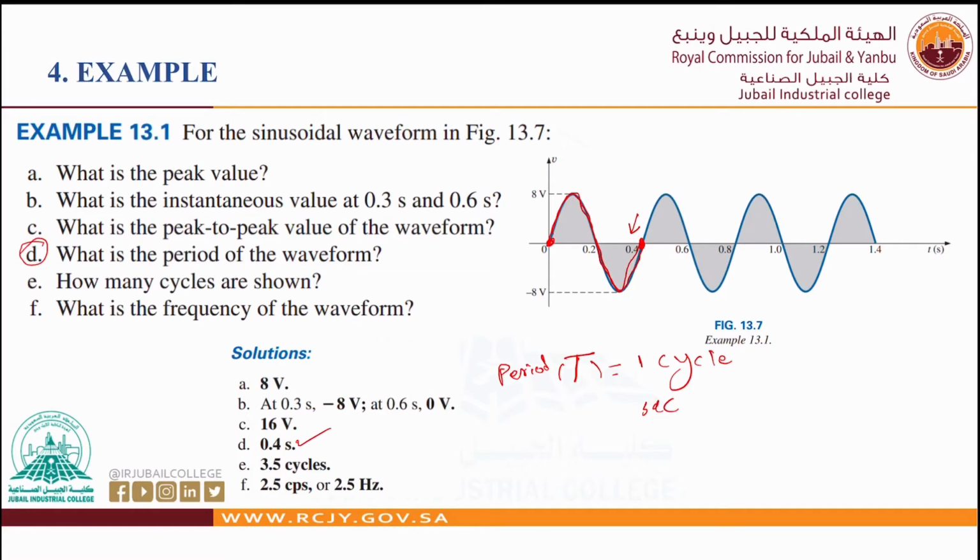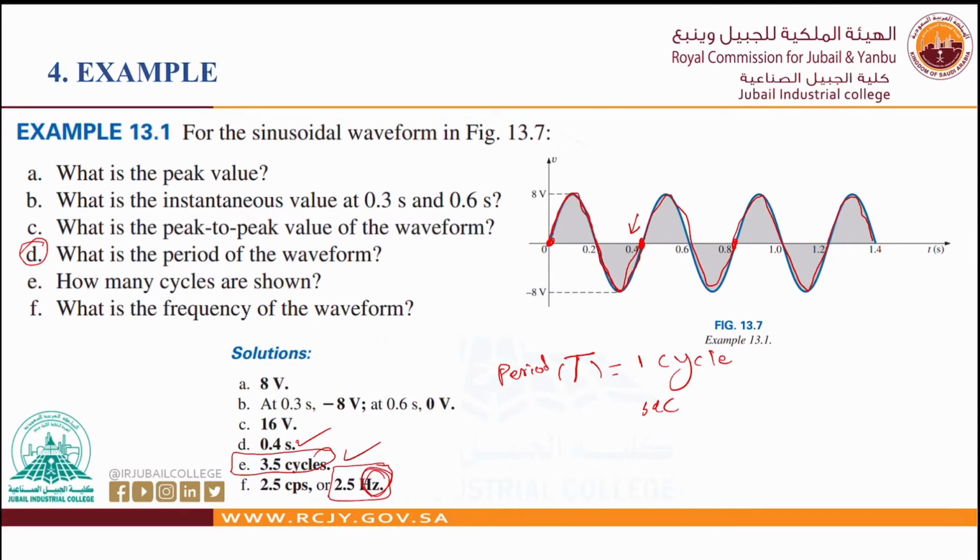Okay, how many cycles are shown? This is cycle number 1, this is cycle number 2, this is cycle number 3, this is half cycle, so 3.5 cycles. Correct. Now the last part of the question, what is the frequency of the waveform? Okay, now we are going to have it for hertz.